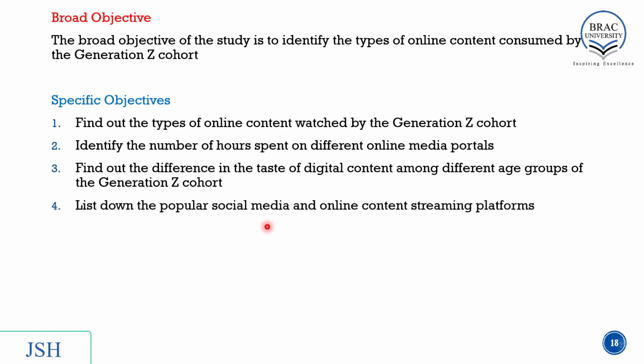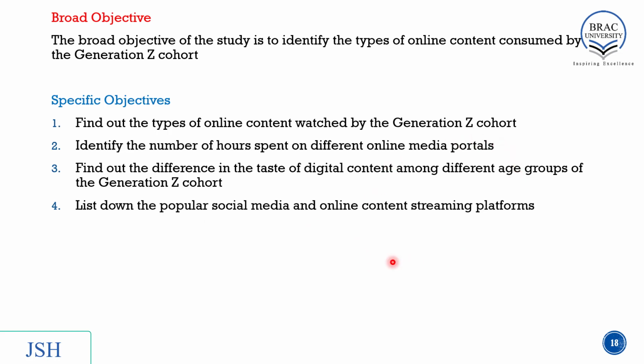Moving on, I also want to make a list of the popular social media and online content streaming platforms. So after doing all of this analysis, I want to make a list of, say, top 5 social media platforms or top 3 online content streaming platforms. I want to find out whether Netflix is at the top or Facebook is at the top. In summary, which social media and online platforms are the most preferred ones.